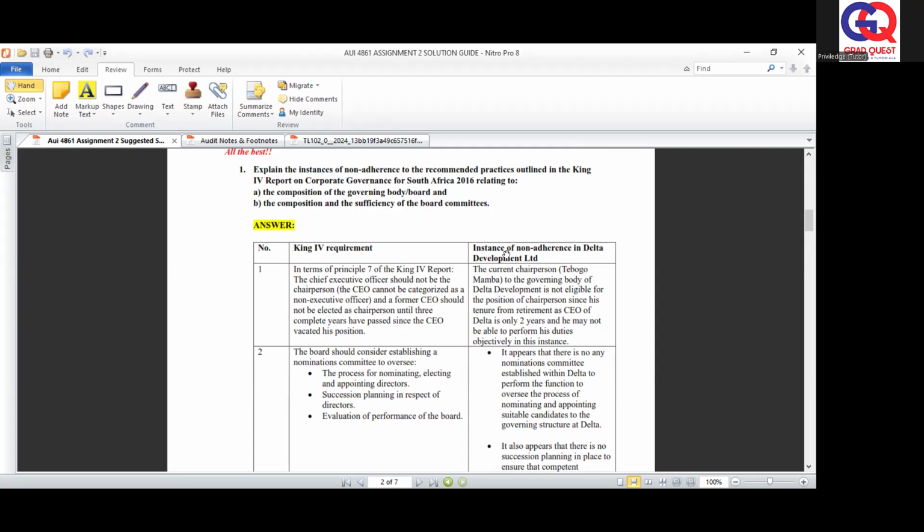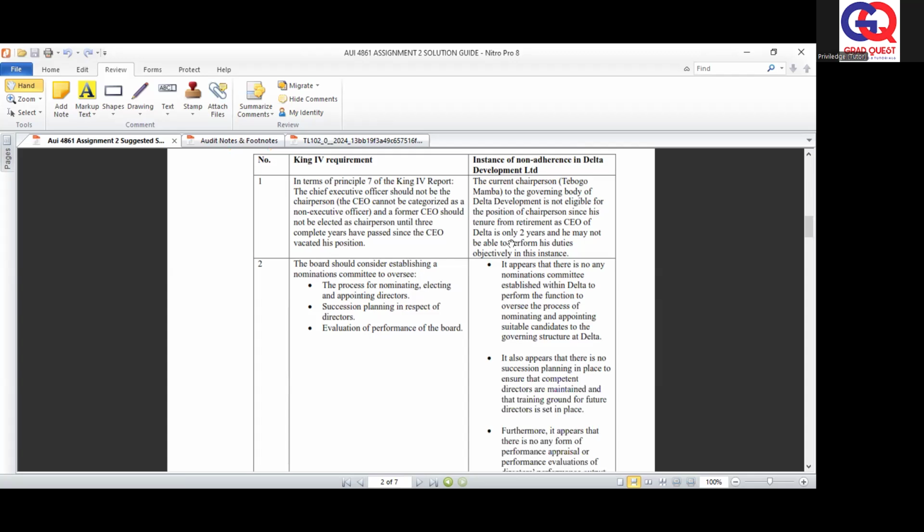Now if you look at the issue of non-adherence, the current chairperson, Teboho Mamba, of the governing body of Delta Development, is not eligible for the position of chairperson. Why? Since his tenure from retirement as CEO of Delta is only 2 years, and he may not be able to perform his duties objectively in this instance. Does it make sense, colleagues? Yes, it's clear. I'll also provide you with the actual memo from your lecturer. This doesn't diverge from what I've given you here.